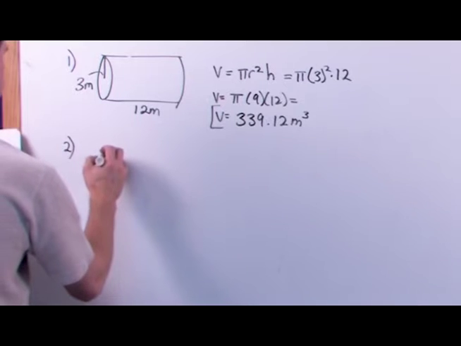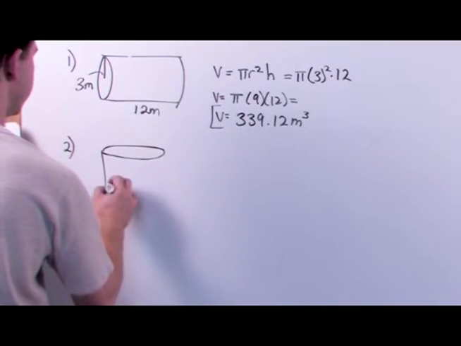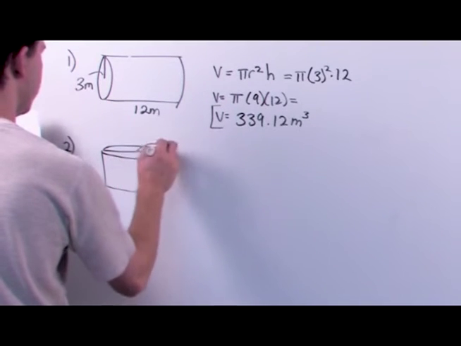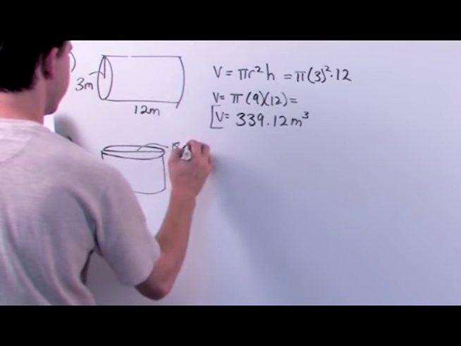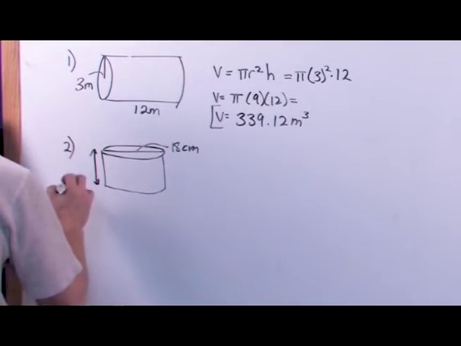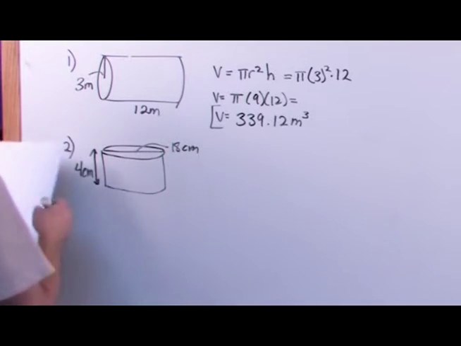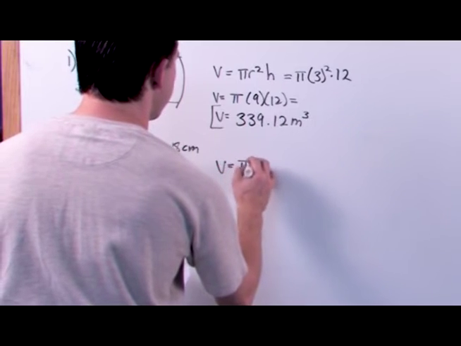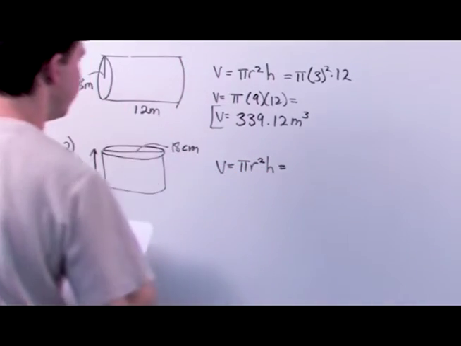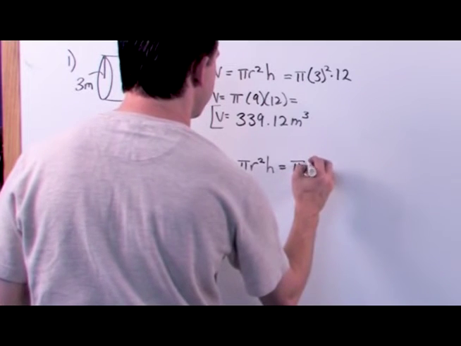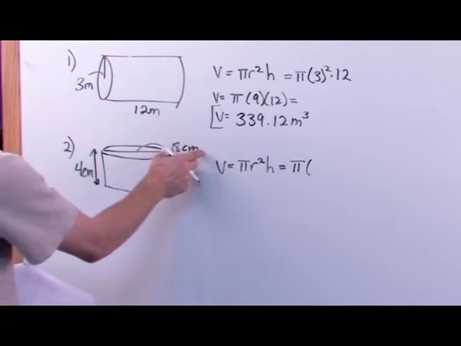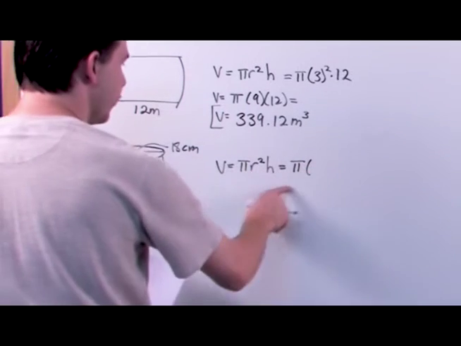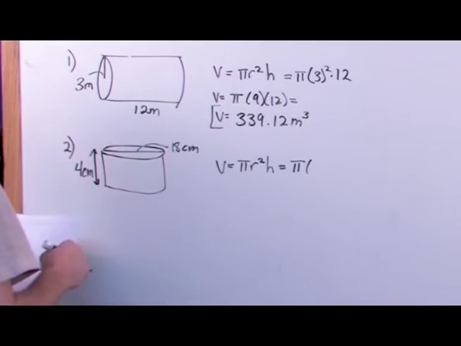Let's say we've got a cylinder oriented like this, and now I'm given the diameter, which is 18 centimeters, and the height is given as 4 centimeters. Okay. Now how would I calculate the volume of this cylinder? Well, the volume is going to equal pi r squared h. Actually, I'm not even given the radius, I'm given the diameter. So now you hit a roadblock right away, you need the radius. How do I find the radius?